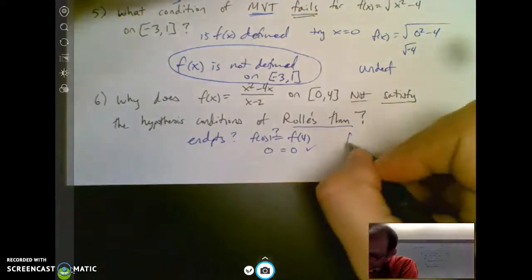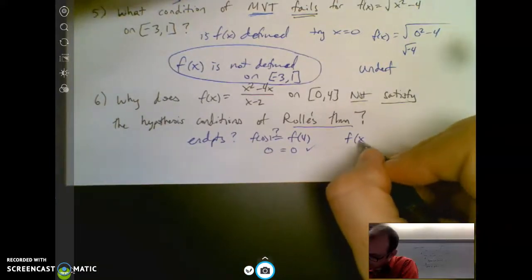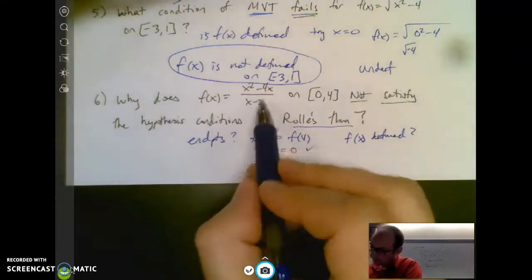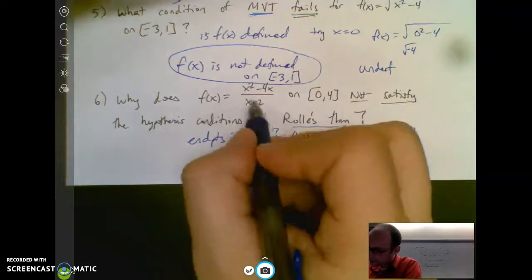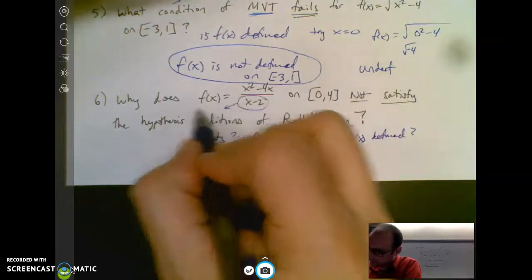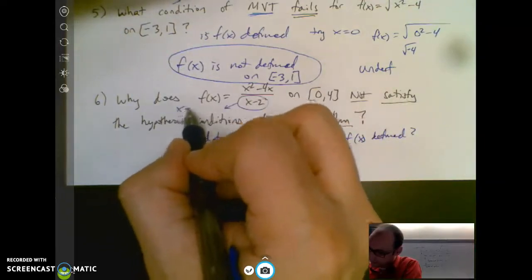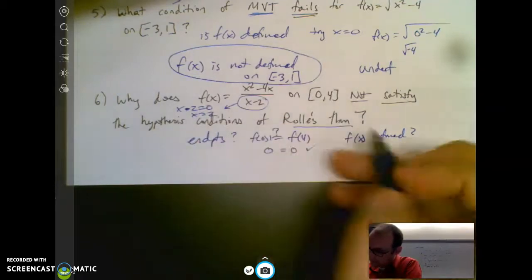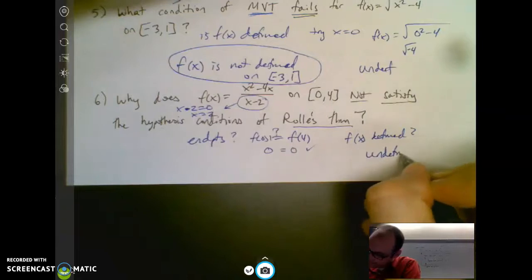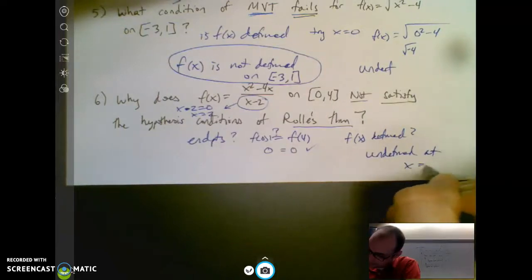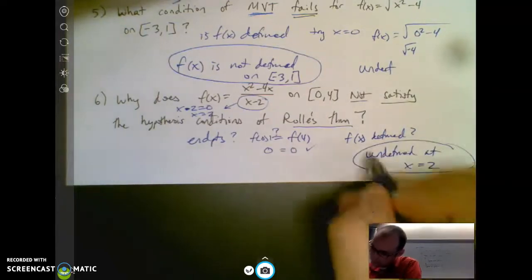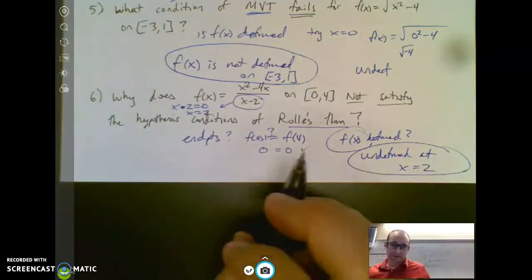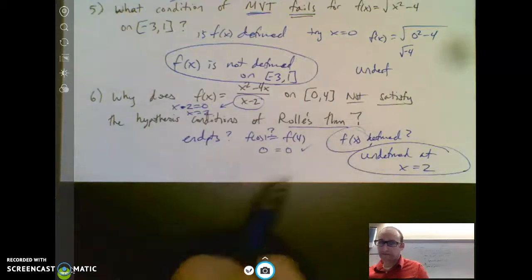I want to check, is f of x defined? And with a fraction, I'm concerned with when the bottom equals 0. That's when it's undefined. So when is the bottom equal to 0? At x equals 2. Is that on here? Yep. I'd say it's undefined at x equals 2. f of x is undefined. So that one failed for both reasons. Its derivative also would have been undefined too.